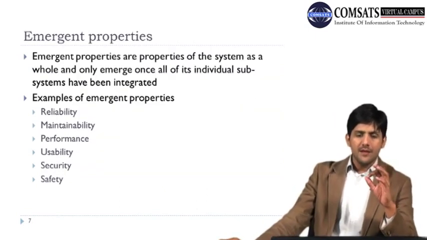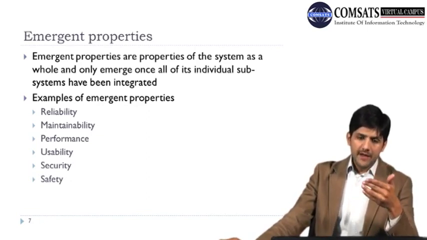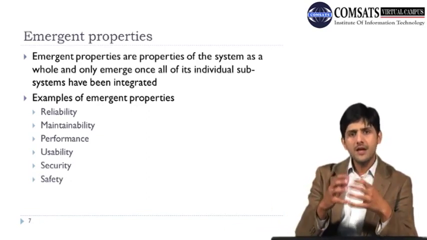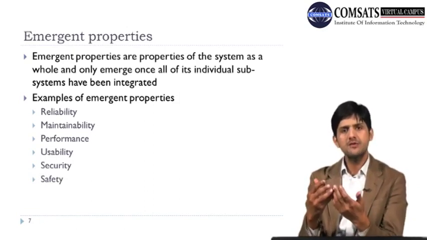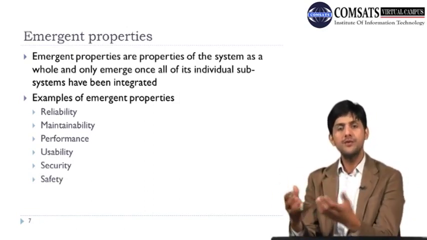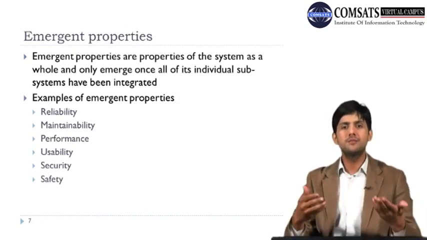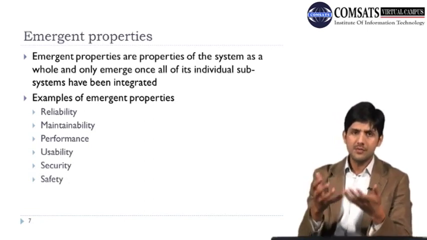Okay, then another thing that we talked about is the emergent properties, and we said that emergent properties are those properties which we are not clear about at the beginning, but they emerge as we complete different individual modules of the system and we start merging them together. And what are the different kinds of emergent properties that would emerge?